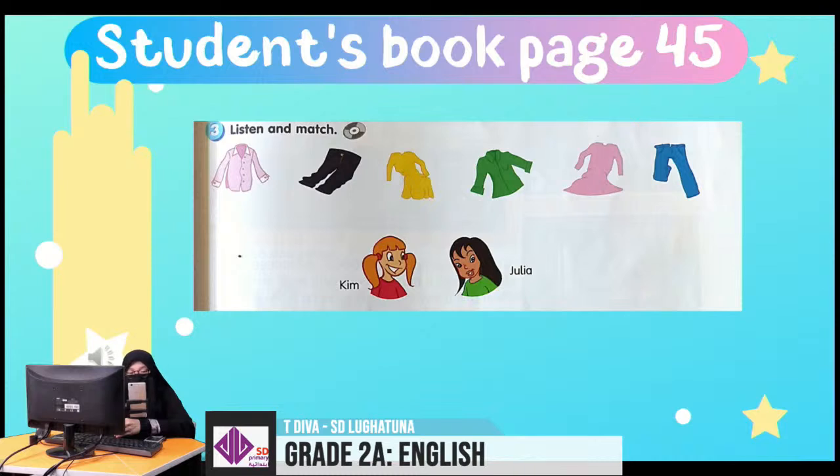Everyone? So, whose pink shirt is this? It's Kim's. What is it? Kim's. Right. And then the black trousers. Whose black trousers are they? Oh, you can say they're Julia's. What is it? Okay. And then the yellow dress. Whose yellow dress is this? Okay, very good. Next one. The green shirt. The green shirt, yes.